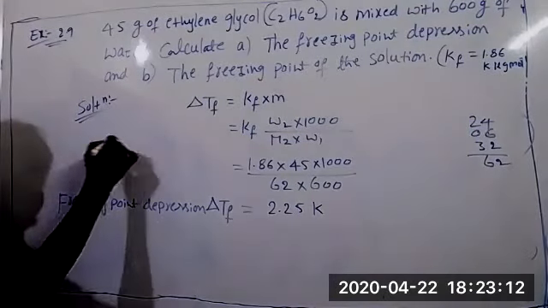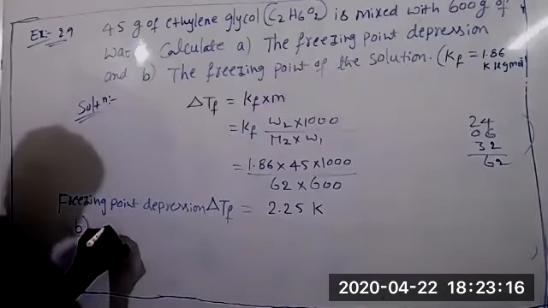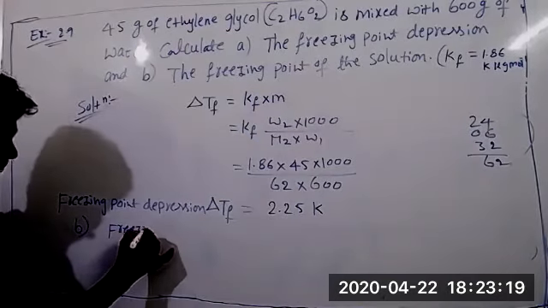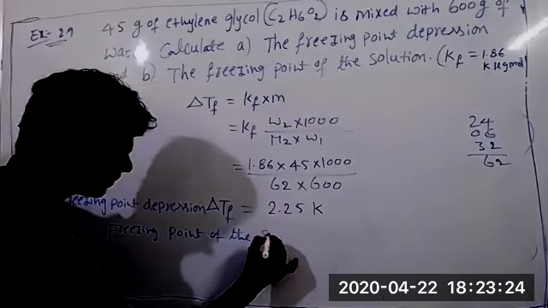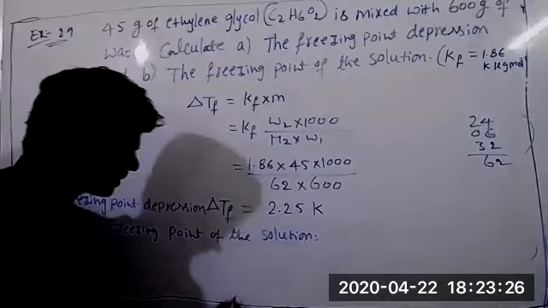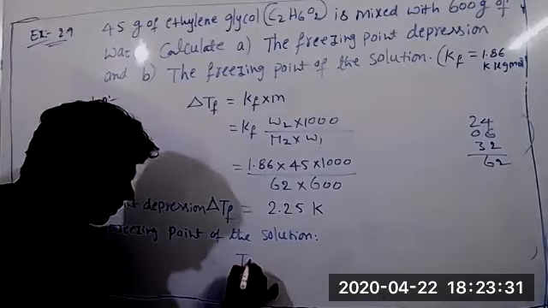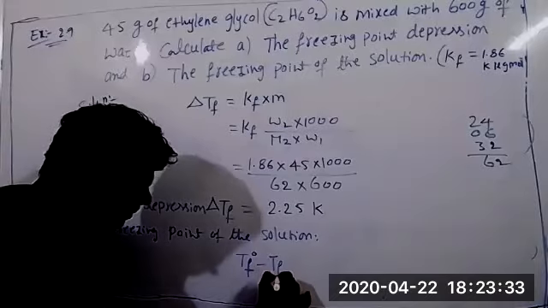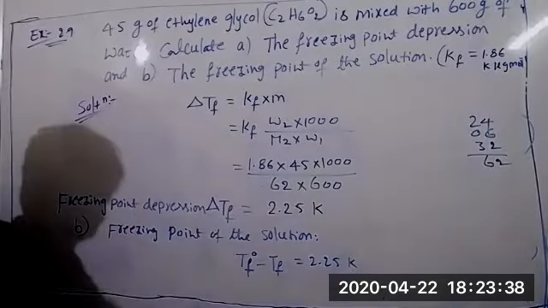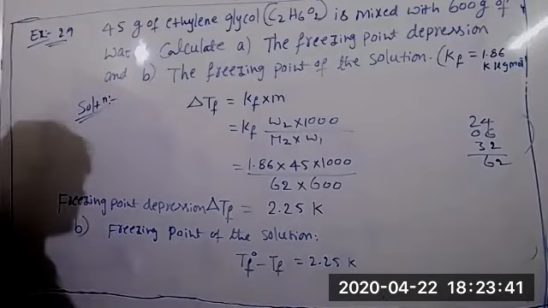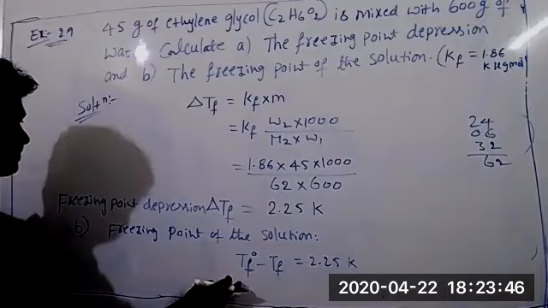And this is A. B is the freezing point of the solution. So instead of delta Tf, we may write Tf0 minus Tf is equal to 2.25 Kelvin. I have to calculate this Tf. So move this Tf to this side, take this 2.25 to this side. Tf0 value is how much?